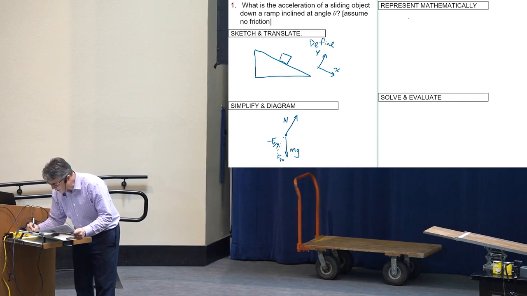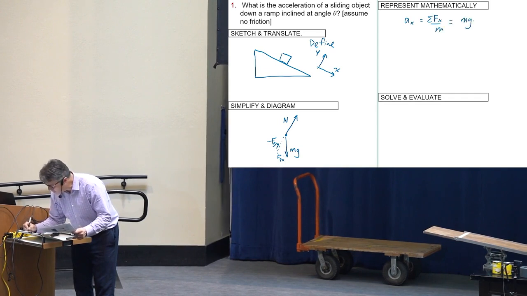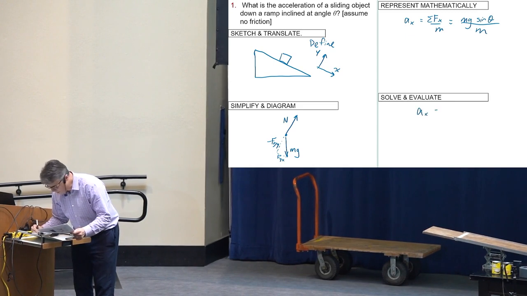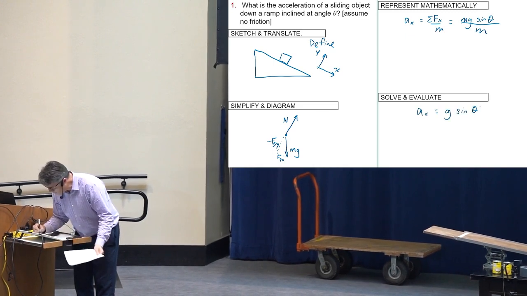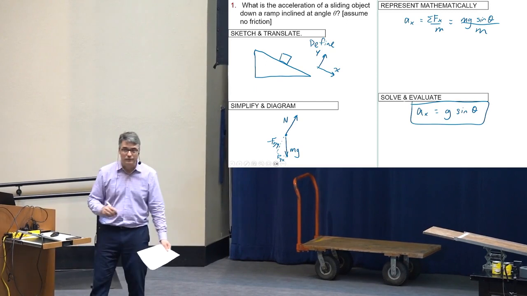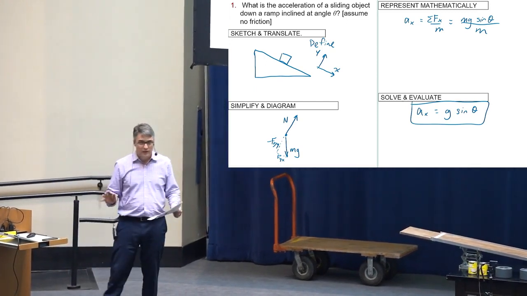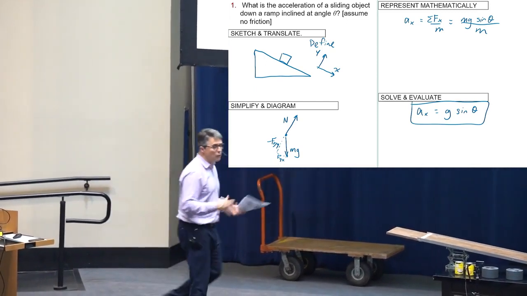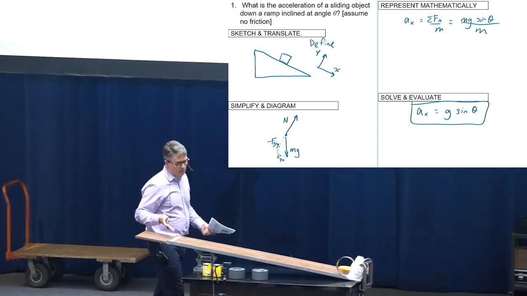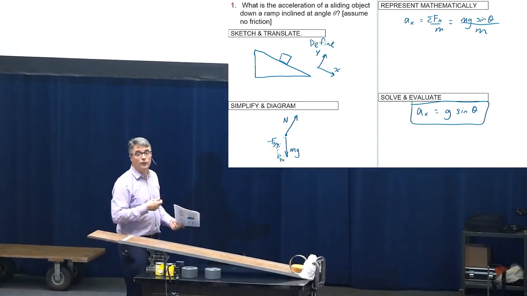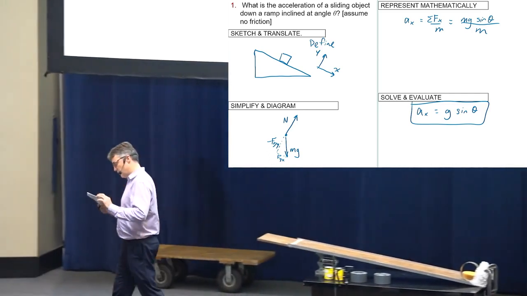So a sub x is equal to the sum of all the forces in the x direction divided by the mass. That's just going to be mg sine theta divided by m. So a sub x is equal to g sine theta. That's kind of chapter 4. So that's our reference. If there was no friction at all, then any object would just slide without rolling at g sine theta.